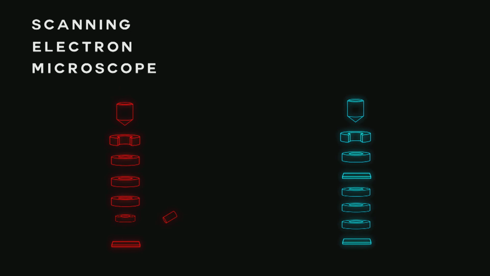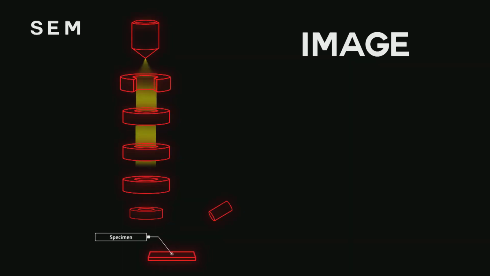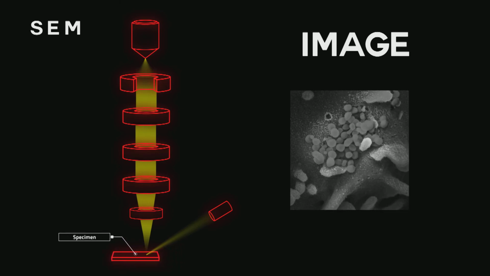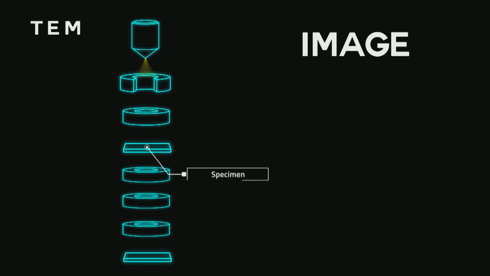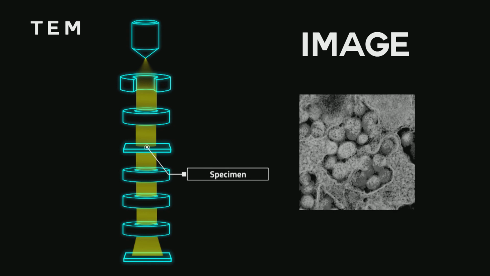There are two types of general electron microscopes: scanning electron microscope, SEM, and transmission electron microscope, TEM. SEM scans across the specimen, sending beams of electrons at the sample, and producing an image by collecting the reflected electrons. TEM transmits electrons through a specimen and creates an image of the cross-sections, providing details inside the sample.